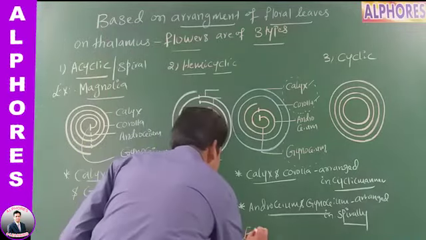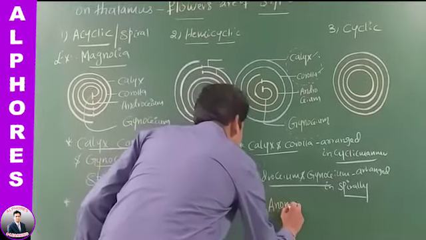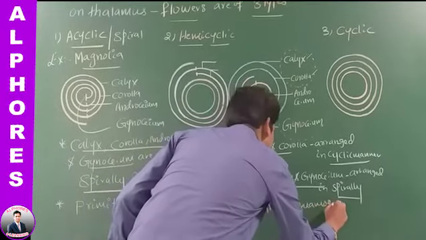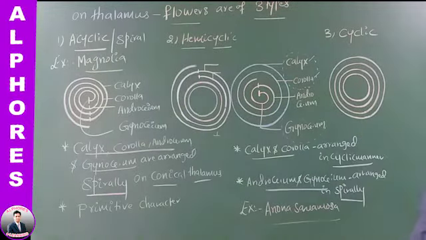Right. Now go for the example of hemicyclic flower. Annona squamosa. What is the example? Annona squamosa. Okay. Right. Now go for the last one.